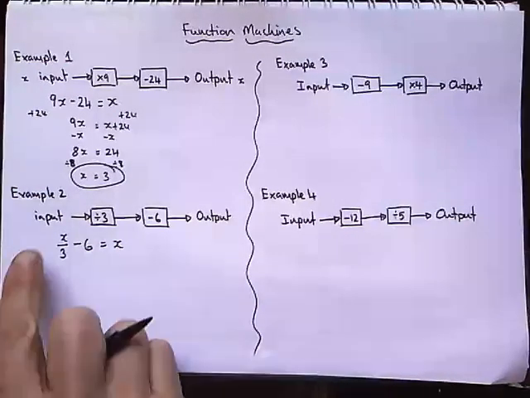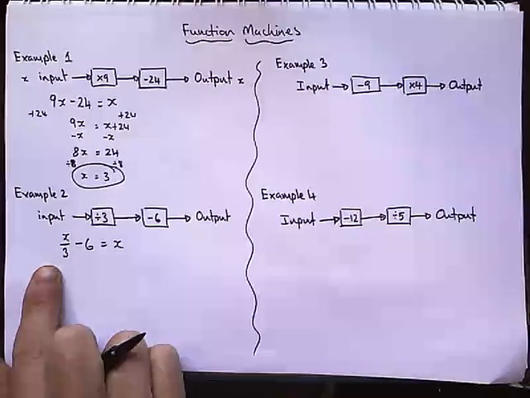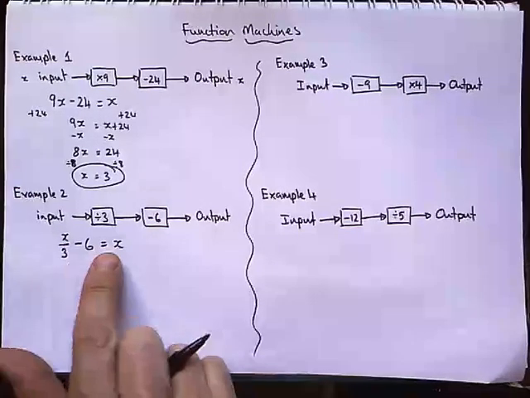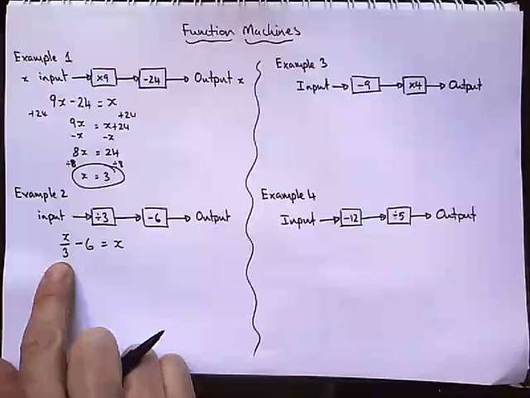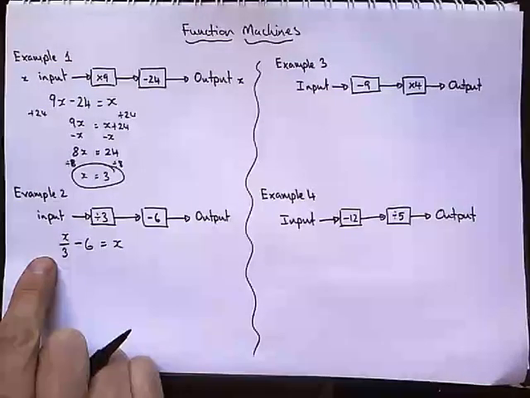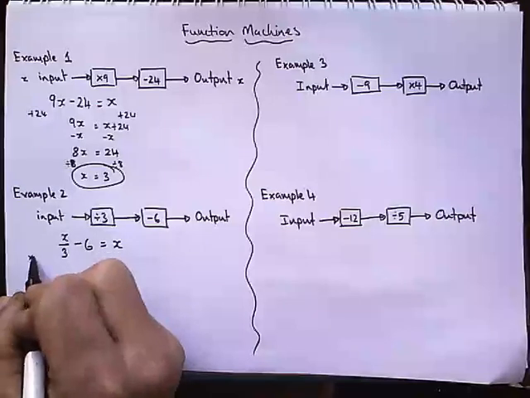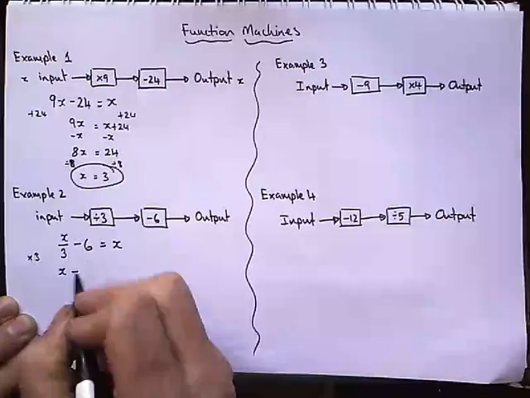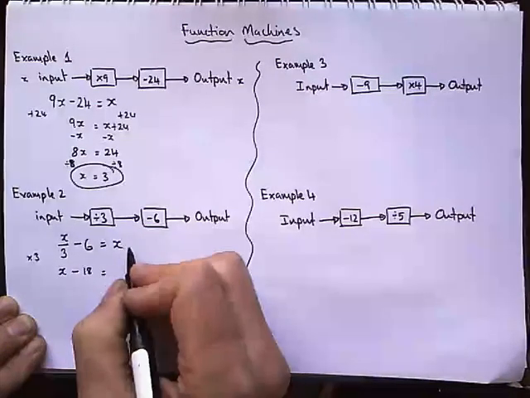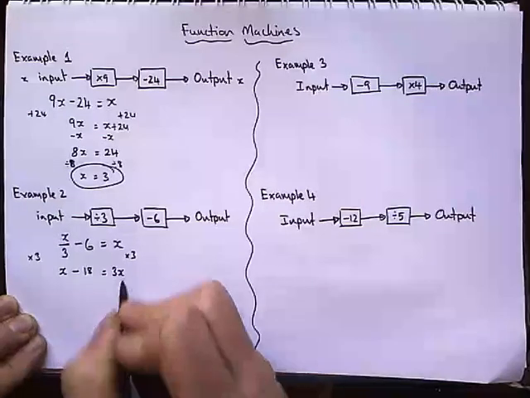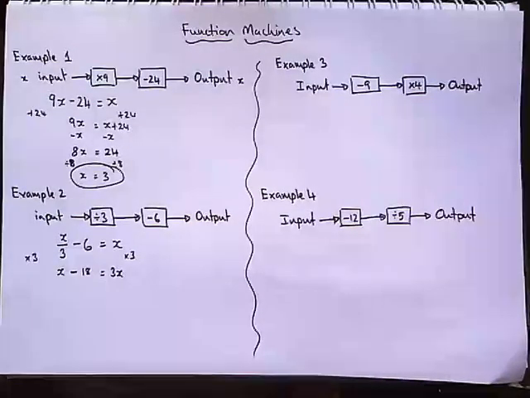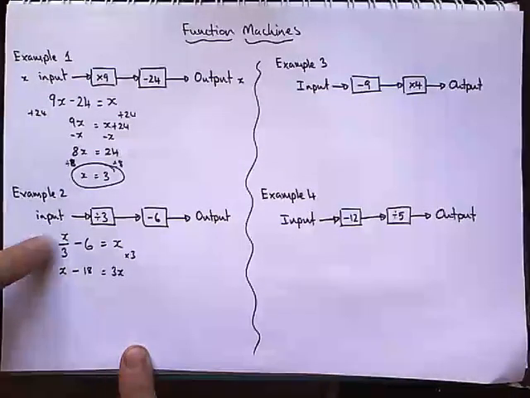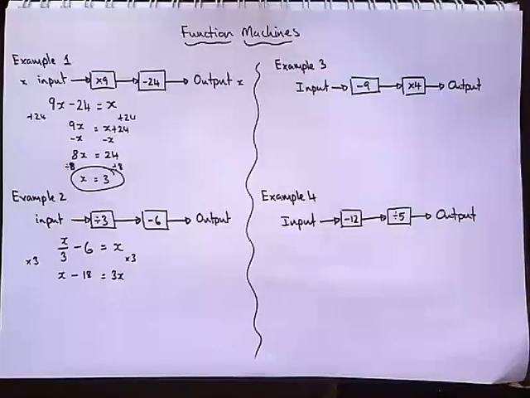Now, I don't like working with fractions necessarily when I'm trying to solve an equation. So the easiest way to get rid of this divide by 3 is to times everything in my equation by 3. My divide by 3 and times by 3 would cancel each other out. So if I times everything by 3 on this side, I get x minus 3 times 6, which is 18. 3 times x is 3x. Because multiplying is the inverse of divide by 3, they basically cancel each other out. So I'm left with x minus 18 equals 3x.